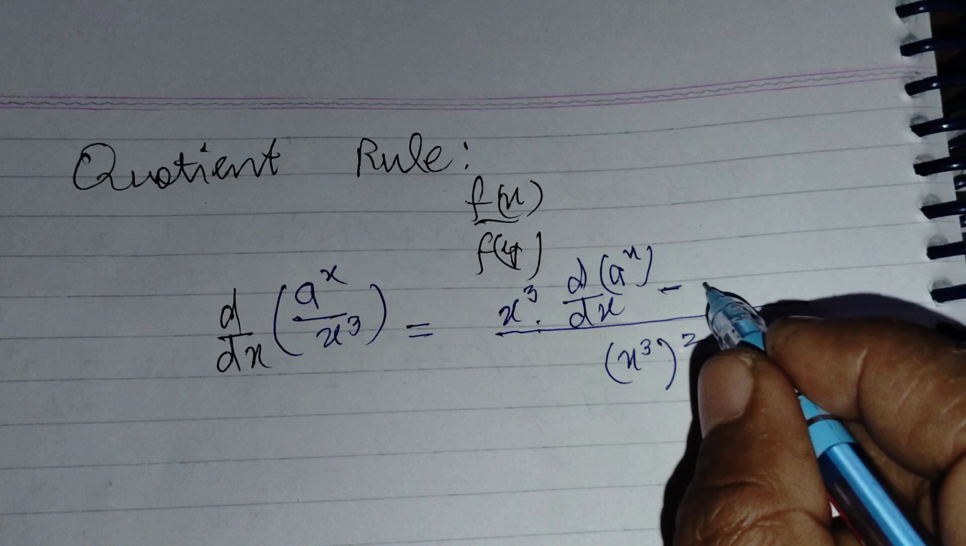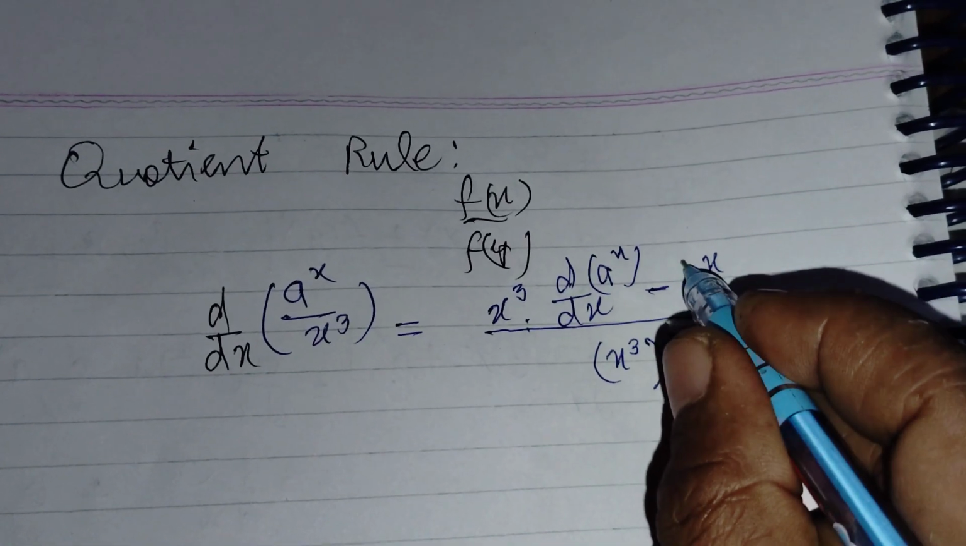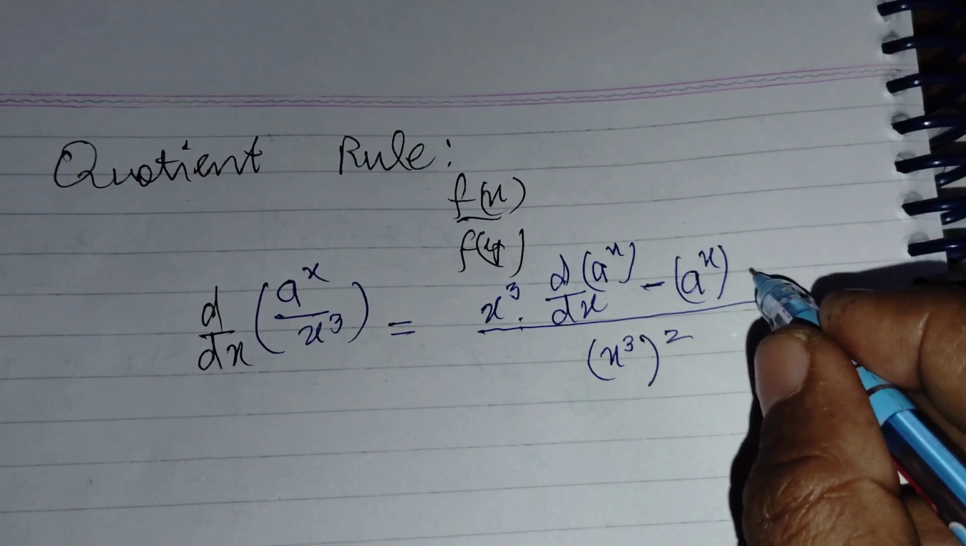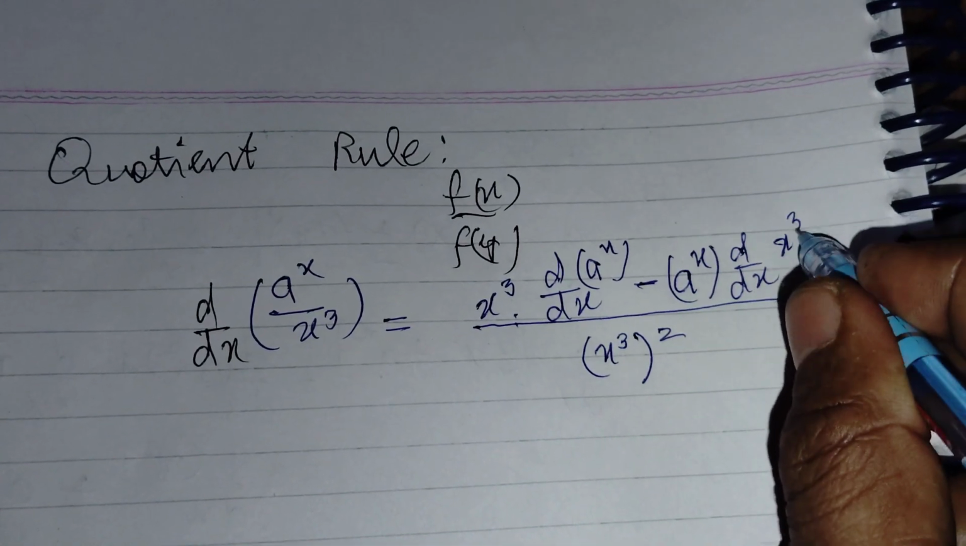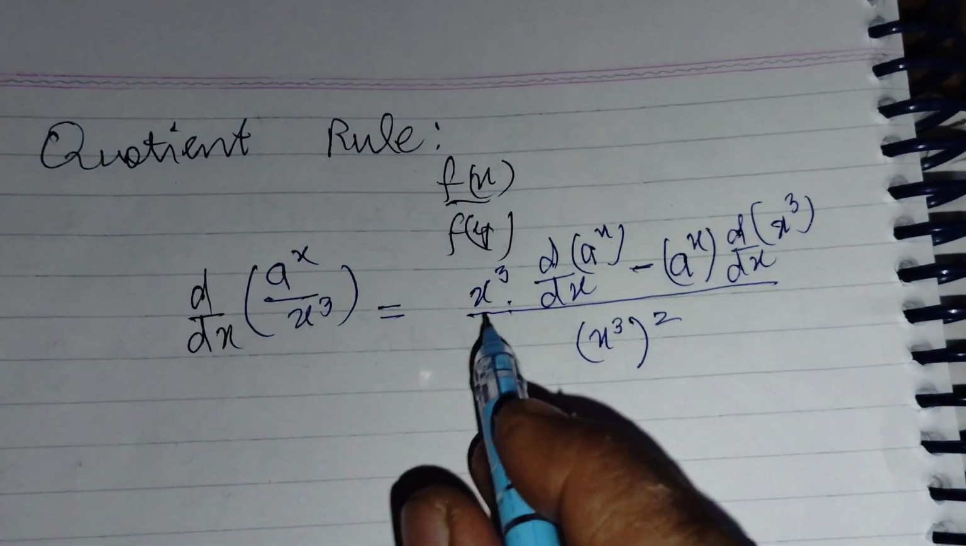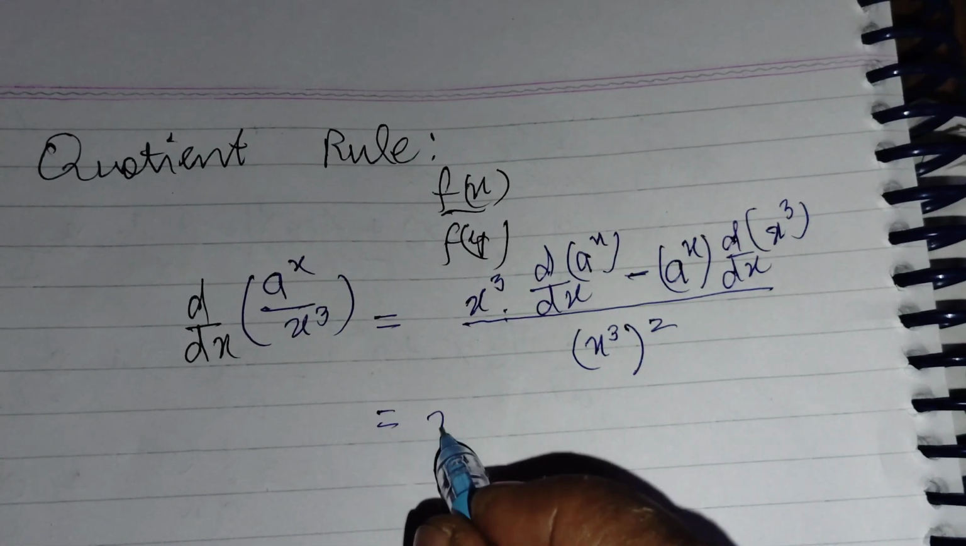Remember it, we put a minus sign. Now the numerator is written as it is, and the differentiation of the denominator we write. So this is the quotient rule. Now we further simplify it.